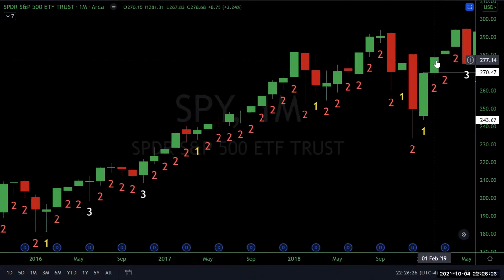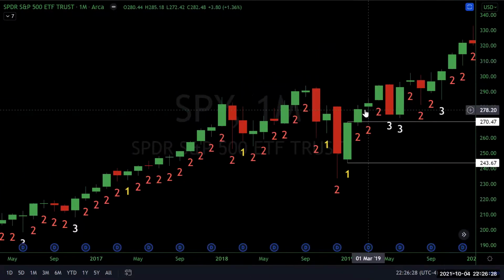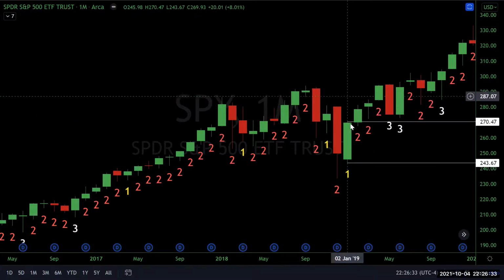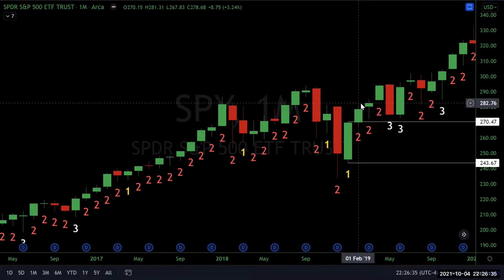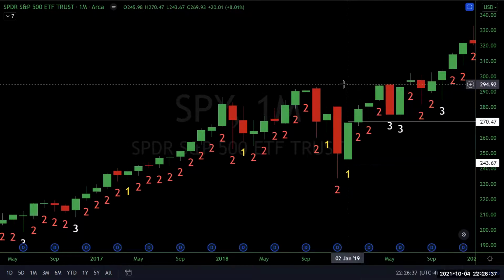The twos, you kind of could do the same thing, right? On the twos, when you got a two up, you take it. You play the two up or the two down. All right. So on the twos, we're playing the break of the previous candle.